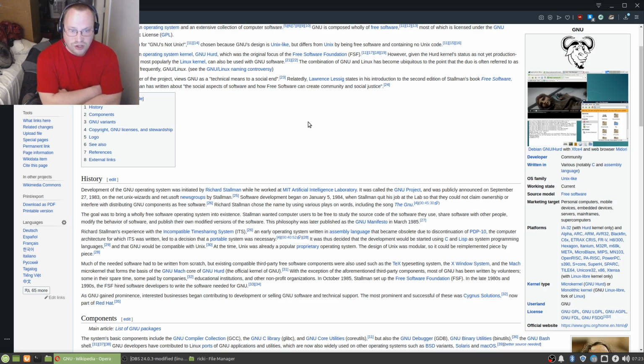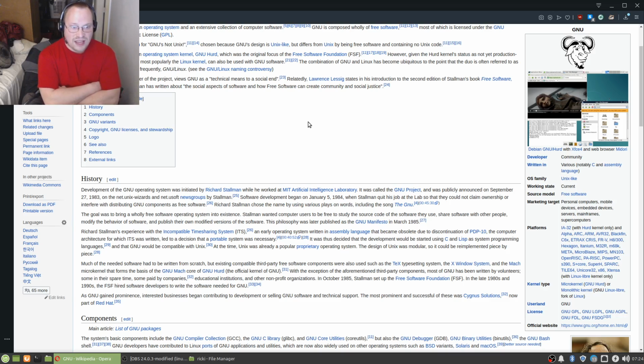Richard Stallman chose the name by using various plays on words, including the song The Gnu. The goal was to bring a completely free software operating system into existence. Stallman wanted computer users to be free to study the source code of the software they use, share software with other people, modify the behaviors of software, and publish their own modified versions of the software. The philosophy was later published as the GNU Manifesto in March 1985.